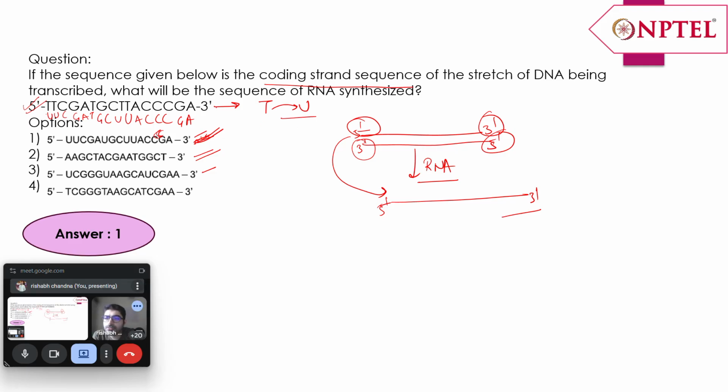Okay, where are you saying? No, I think the sequence is correct, and this is the coding strand. The coding strand would have the same sequence as the RNA, so there is no point in complementarity here. If the given strand were the template strand, then the RNA sequence would be complementary to it. So it would be the same sequence as this particular strand only.